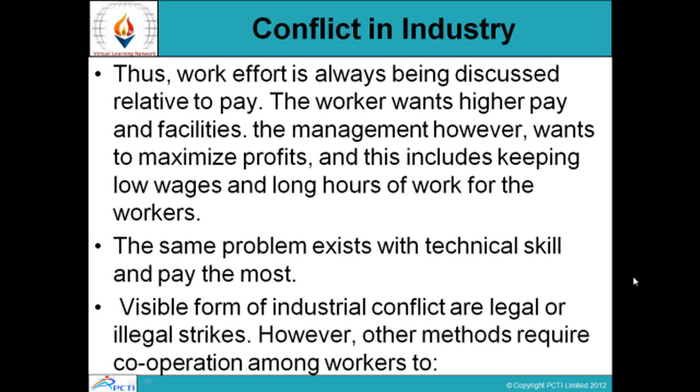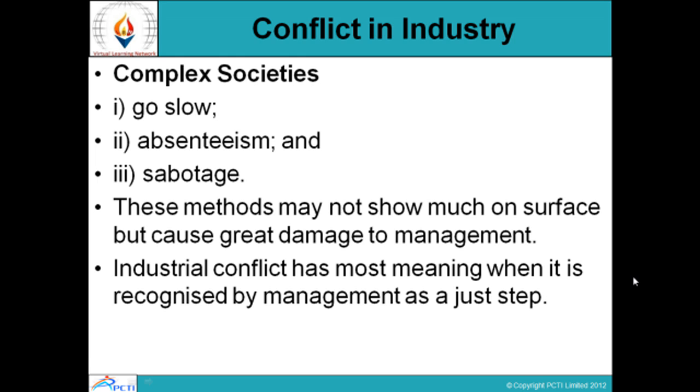The worker wants higher pay and facilities. The management, however, wants to maximize profits and thus includes keeping low wages and longer hours of work for the workers. The same problem exists with technical skill and pay. The most visible forms of industrial conflict are legal or illegal strikes. However, the other methods require cooperation among workers: go-slow, absenteeism, and sabotage. These methods may not show much on the surface but cause great damage to management.